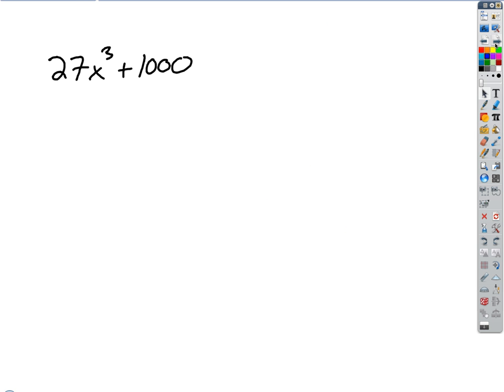I love it. Okay, real quick, what would my A and B be there? What's the pattern? Sum of cubes, right? What's the pattern? 3x and 10. Just apply the pattern, you're done, right?